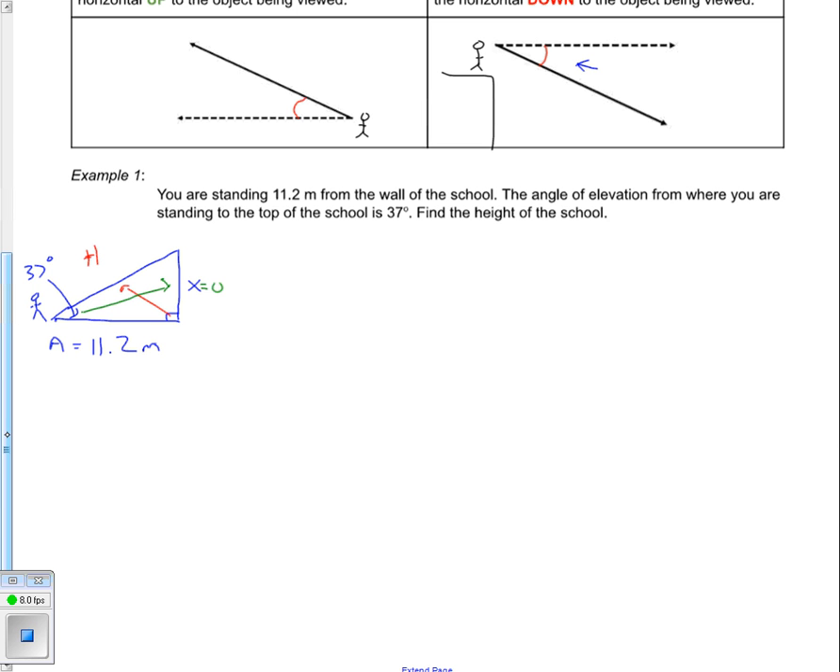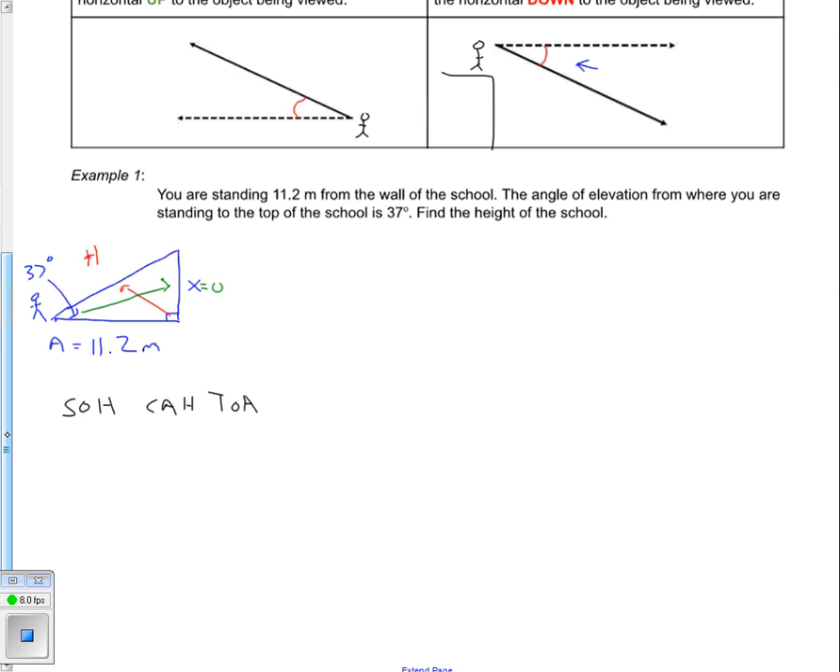So now we've got to figure out, what primary trig ratio should we use? Because it's a right angle triangle, we can't use the Pythagorean theorem because we only have one side length, but we have an angle, so it's got to be a primary trig ratio. So let's go through and solve that. We've got SOH CAH TOA, and we want to decide which one of those three things we should use.